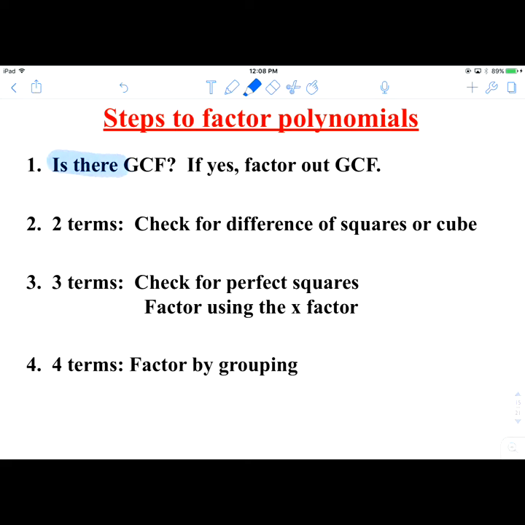The first step should be looking for the GCF. So yes, always factor out the GCF. That will help you to reduce any necessary further factoring when you think you're done.